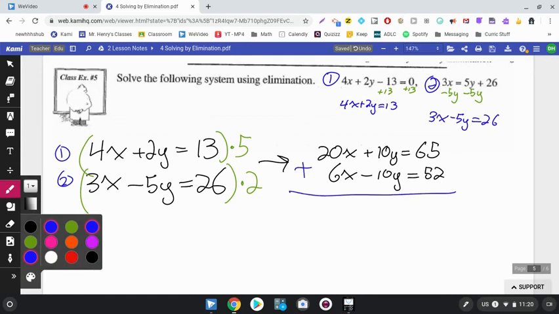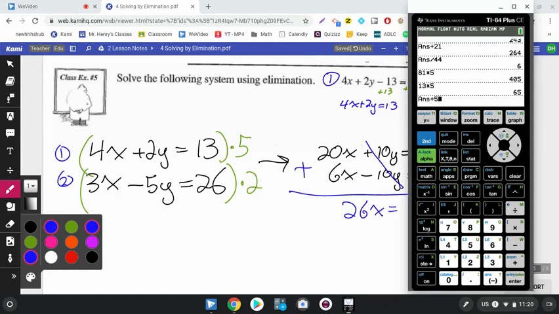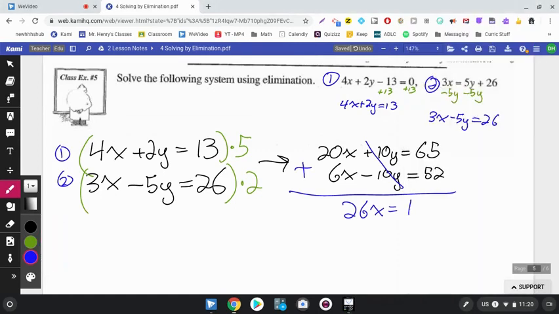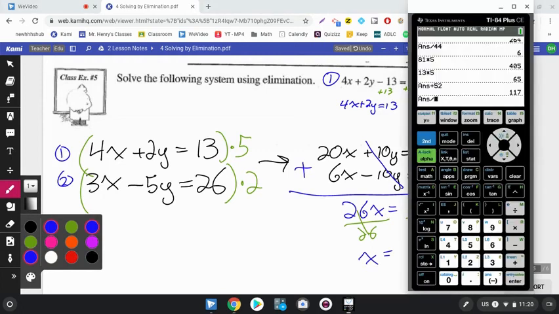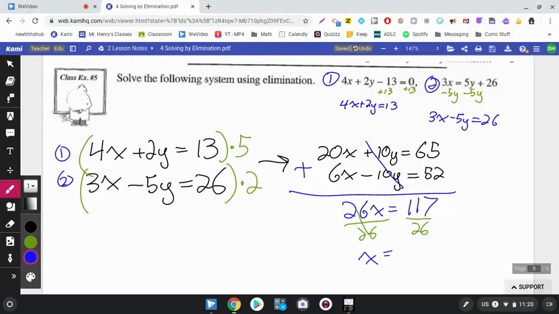If I add this together, the 10y and 10y cancel. 26x equals 65 plus 52, 117. And solving for x is super quick. Divide by 26, divide by 26. x equals 4.5. Okay, so I get a decimal answer. That's okay. Maybe I write it as a fraction. Maybe I just leave it as a decimal.